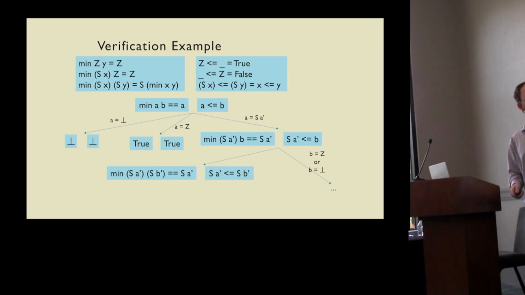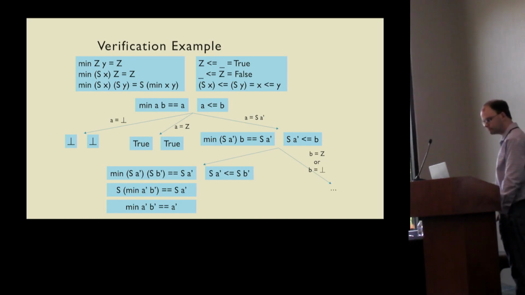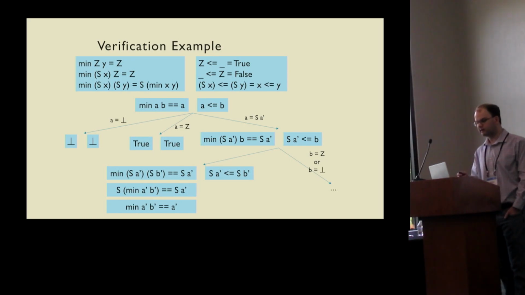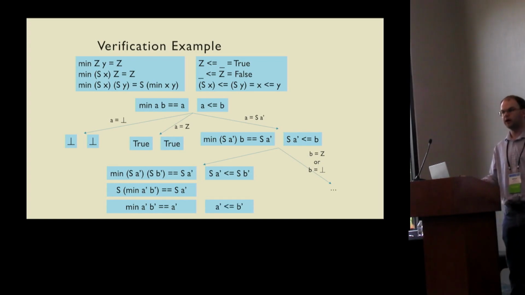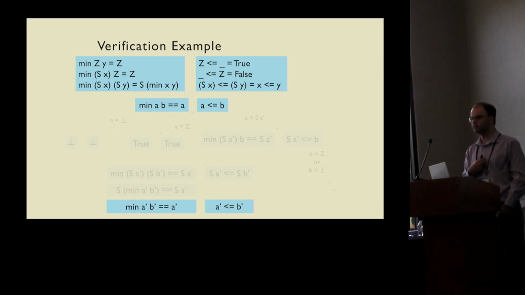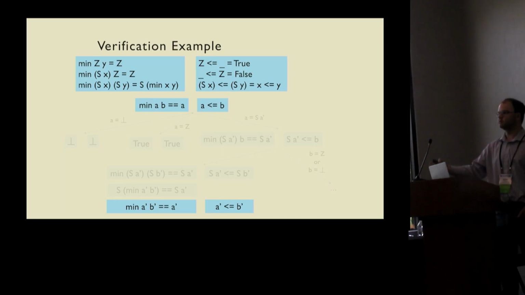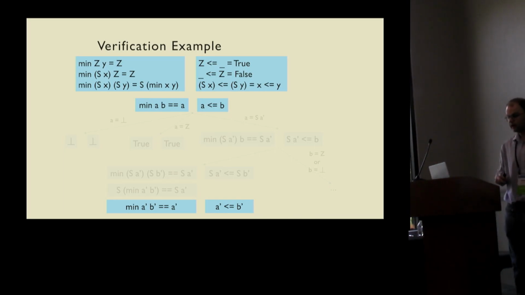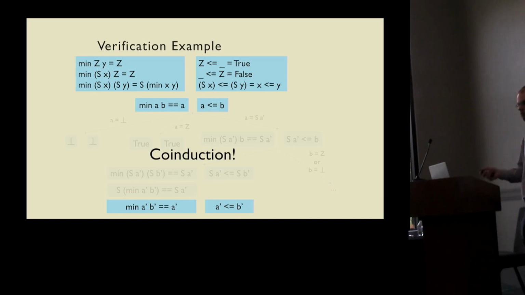The left-hand state, just by the definition of min and equals, reduces to min a prime b prime equals a prime. And the right-hand state, by the definition of less than or equal, reduces to a prime less than or equal to b prime. Now notice, these last two states look a lot like the states we began with, except we've replaced a with a prime and b with b prime. So we've replaced the variables with other expressions. This lets us apply co-induction and say, no matter how many times we follow this reduction path, we're never going to end up with inequivalent expressions.